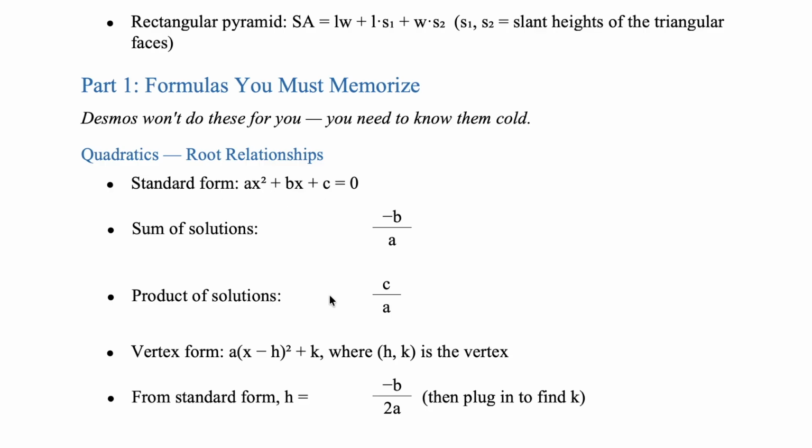If you're given it in standard form and you're trying to get the vertex of it, what you can do is that the h value, which is the x value, is equal to negative b over 2a, which is this b and this a right here. And then if you do get that, you can plug that in to find k.